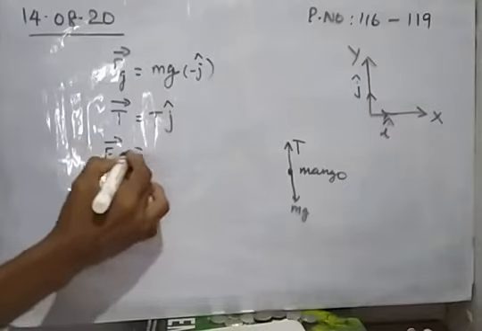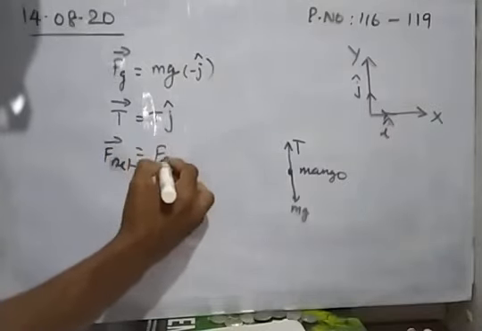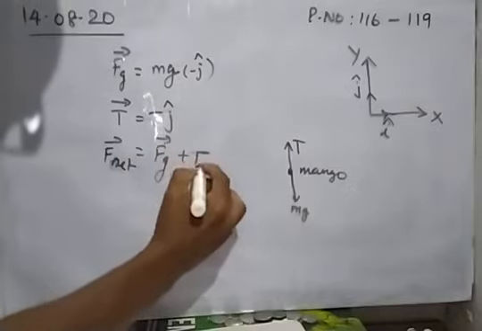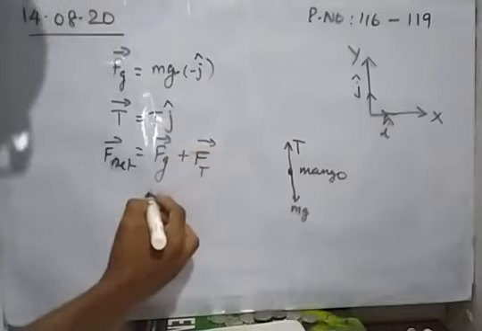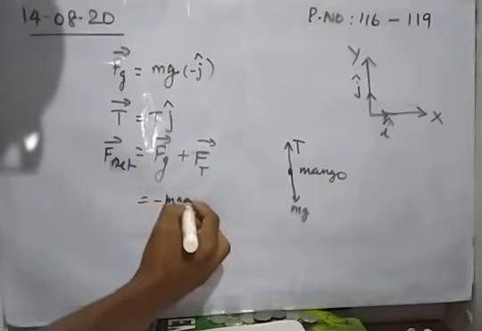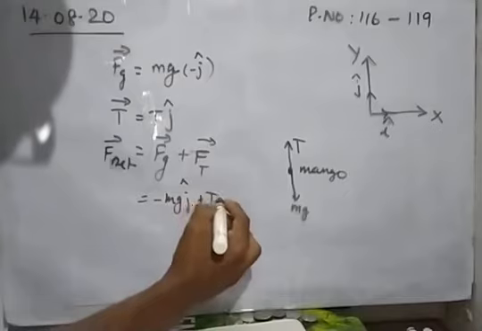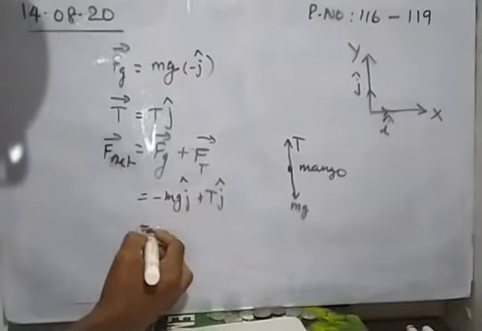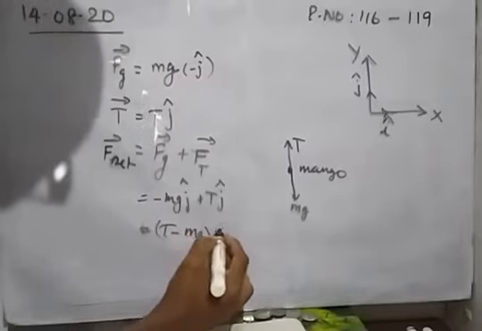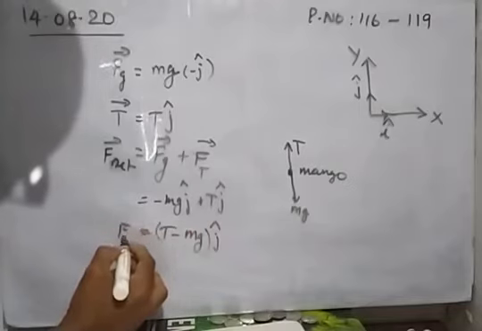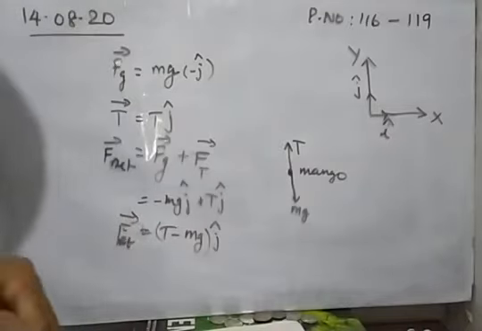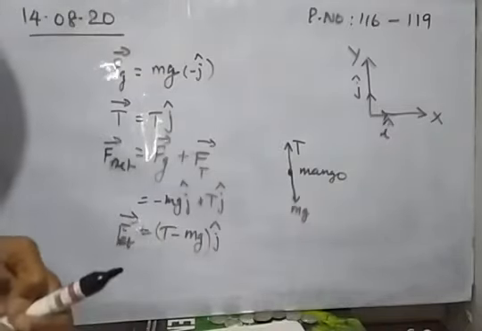The net force is equal to the total force, which is the gravitational force Fg plus the tension force Ft. Now if you apply the gravitational force, it is minus mg into j cap plus T into j cap, which is equal to (T minus mg) j cap, which is the net force. Therefore, the net force is equal to (T minus mg) into j cap.